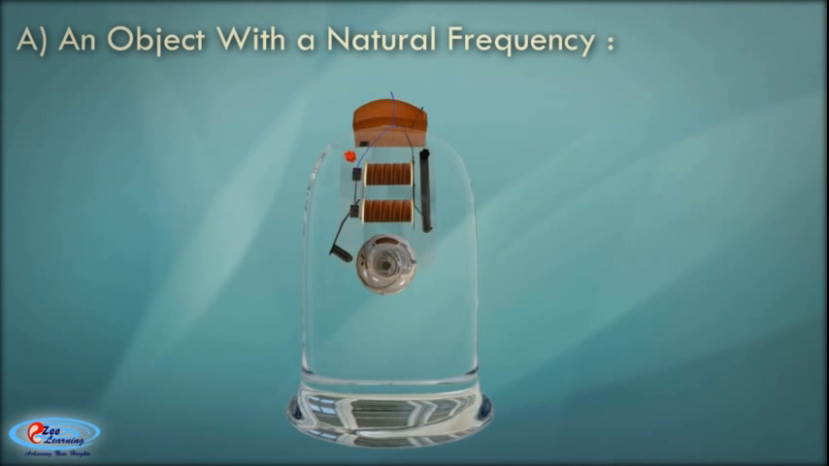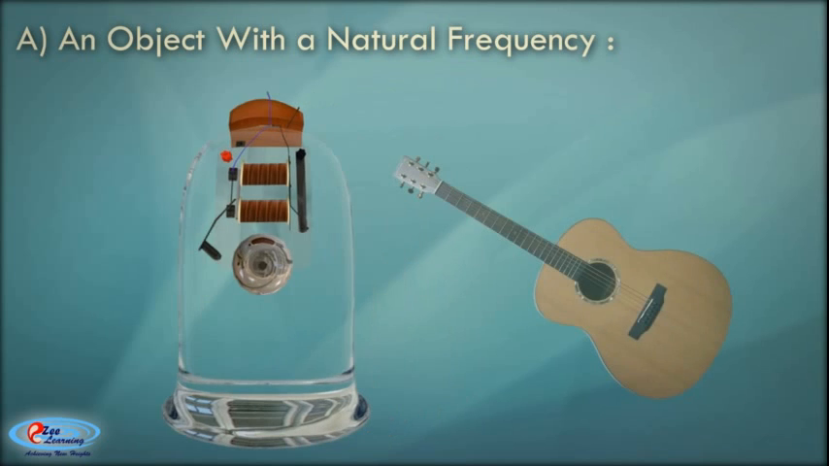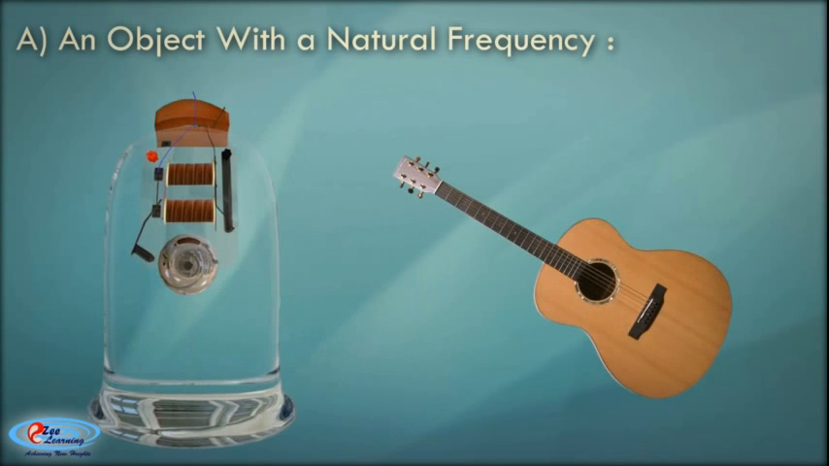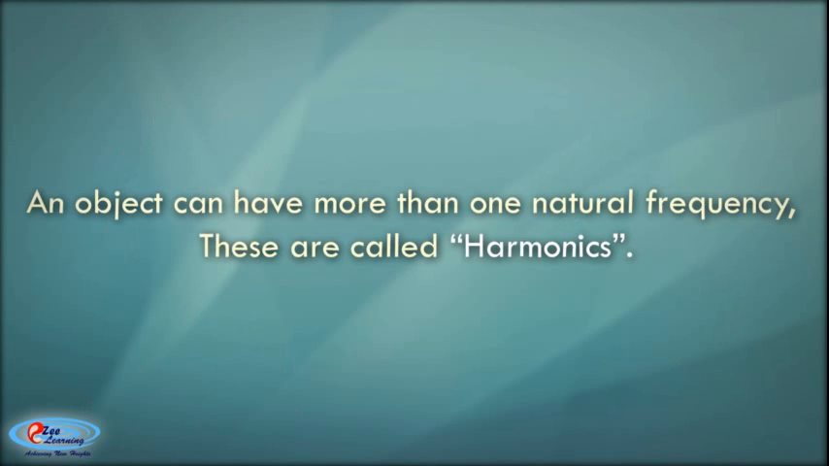First condition, an object with a natural frequency. The object can be a mechanical device or an electronic circuit. An object's natural frequency is the frequency it tends to oscillate at when disturbed. The oscillation can be a mechanical vibration, as is the case when the string of a guitar is strummed. In an electronic circuit, the oscillation is a variable voltage or current. An object can have more than one natural frequency. These are called harmonics.